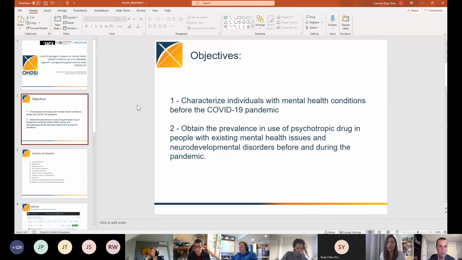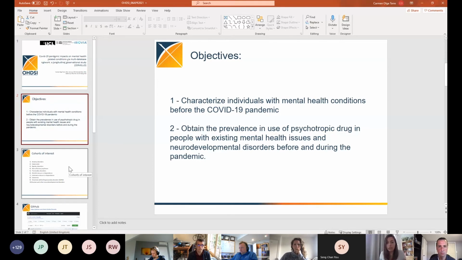The first one is to characterize individuals with mental health conditions before the COVID-19 pandemic, and it's mainly a characterization. And the second part of the study was instead to obtain the prevalence of use of psychotropic drugs in those people with pre-existing mental health conditions before and during the pandemic.